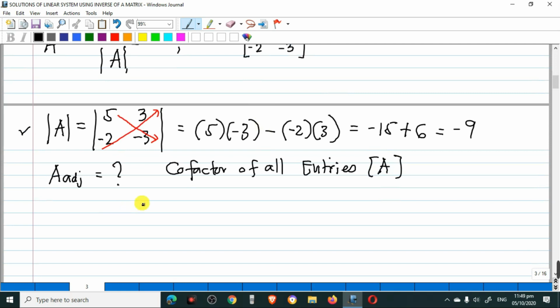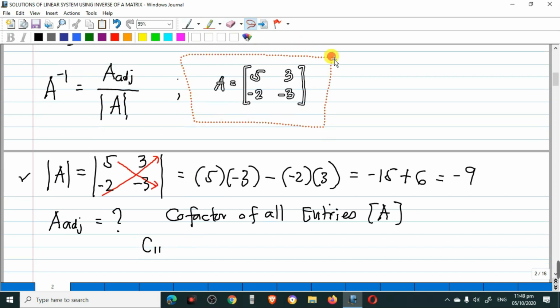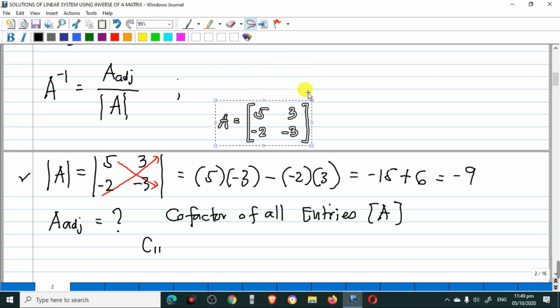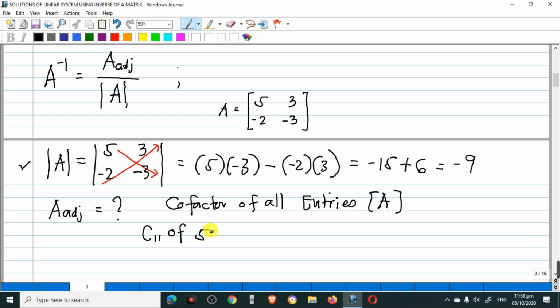So, unahin natin yung cofactor of the first row and first column. Yun yung 5. Ibababa ko lang para mas makita natin maayos. So, we have 5, 3, negative 2, and 3. So, the cofactor of the first row and first column, isulat ko ng direkta para mayroon tayong guide. So the cofactor of first row and first column, or simply the cofactor of 5, diba?